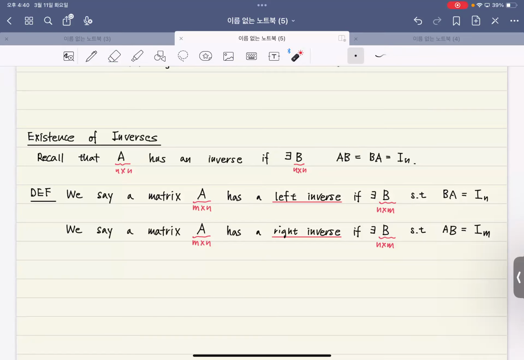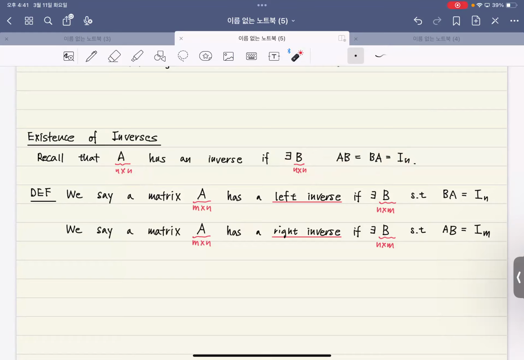So this was our original definition of the inverse matrix. If I have an n by n matrix A, and I can find another matrix B of the same size such that AB equals the identity, then we say B is the inverse of A. But today I want to introduce the notion of the one-sided inverse.